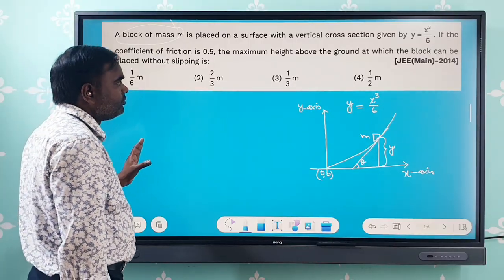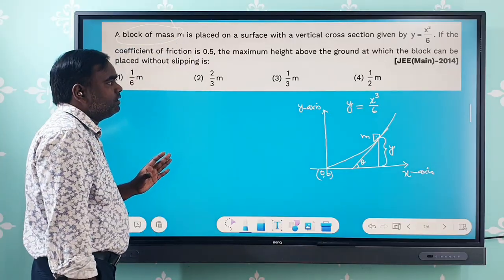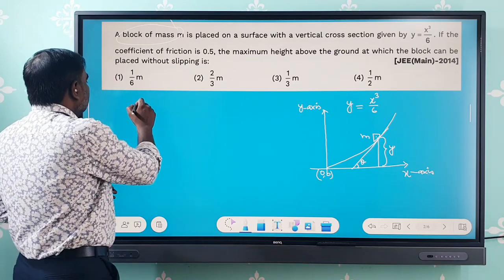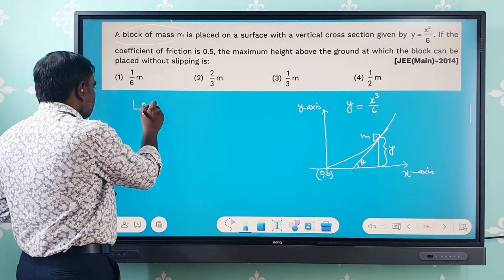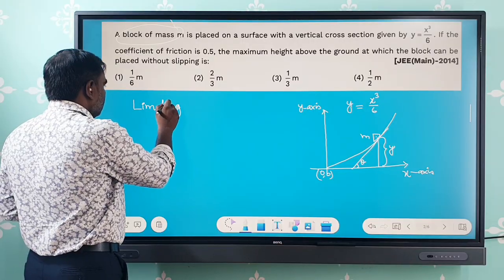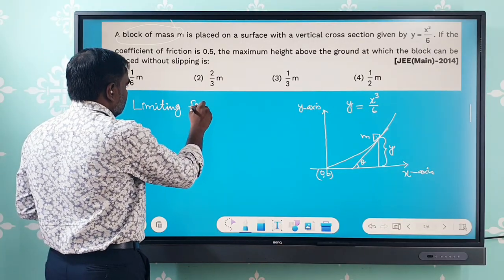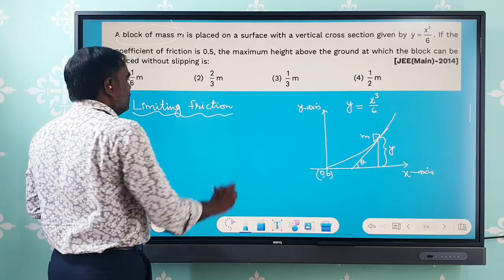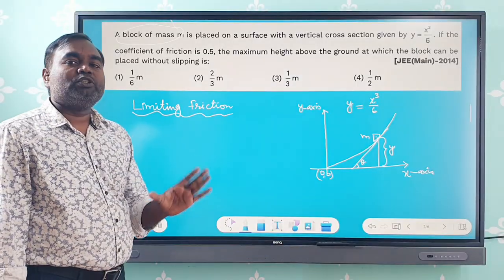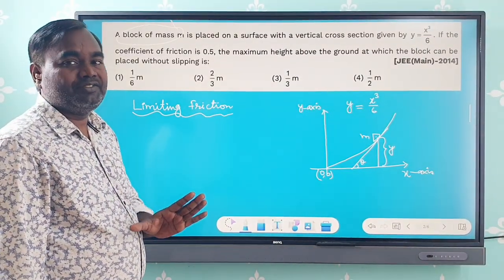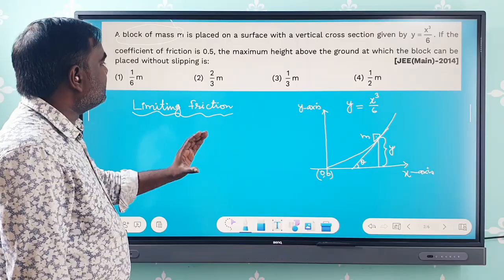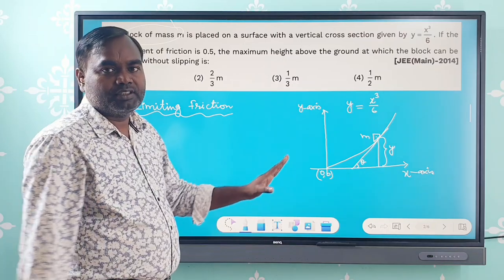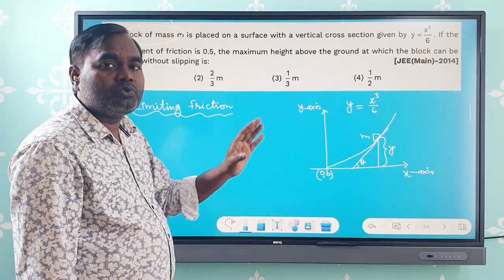Here we will discuss the limiting friction. So limiting friction क्या होता है? What is limiting friction? Limiting friction is the maximum value of the static friction. Why static friction? Because we want to place the block at rest on the surface, in such a way that it could not slip.